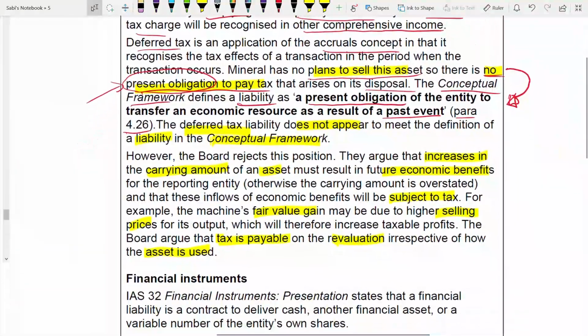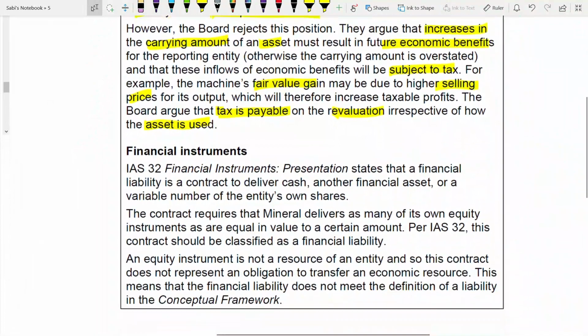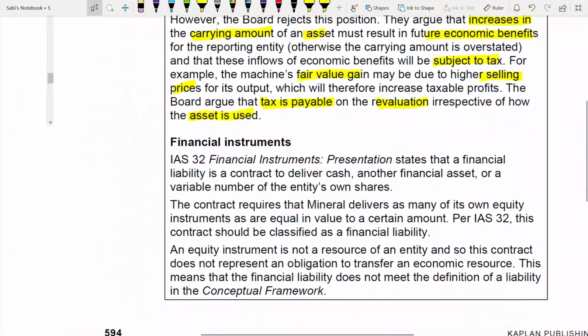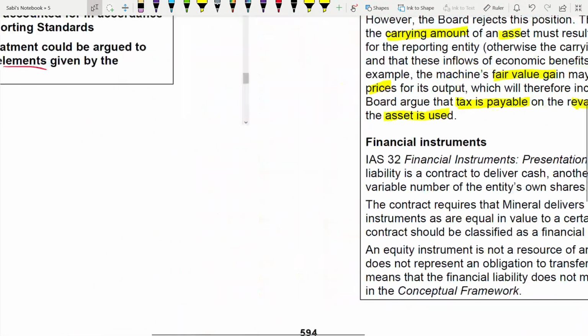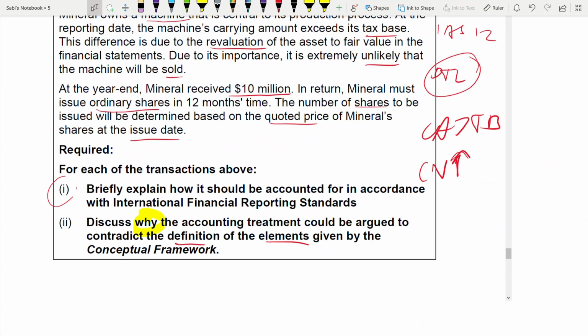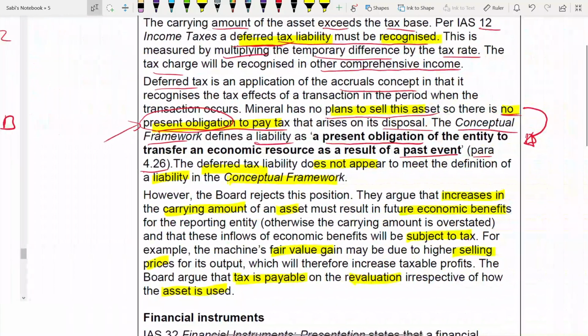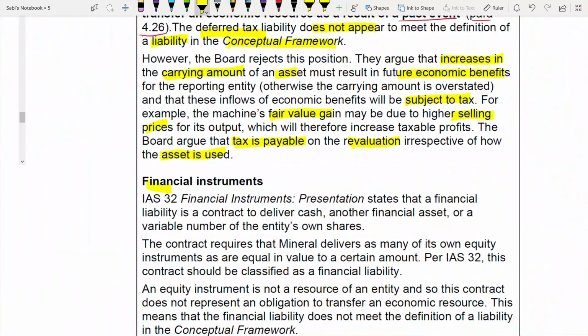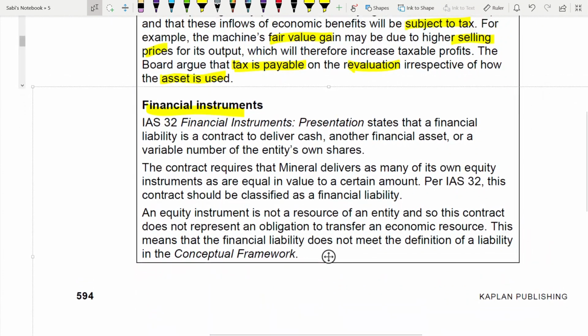So now we are moving to the financial instruments. We have to see whether it's a financial instrument or not, because they were talking about something, number of shares to be issued and all, towards the end. So next is financial instruments. So under this, according to IAS 32, okay, presentation.